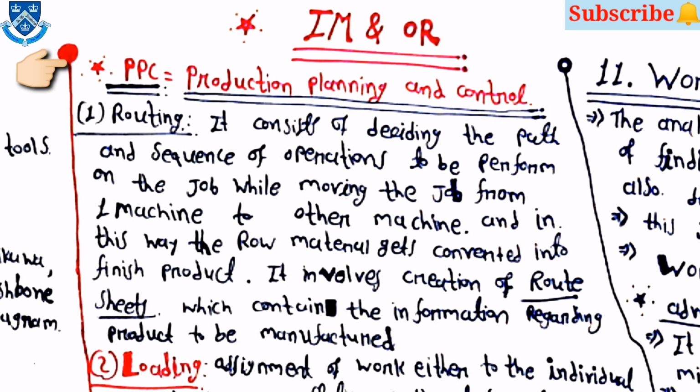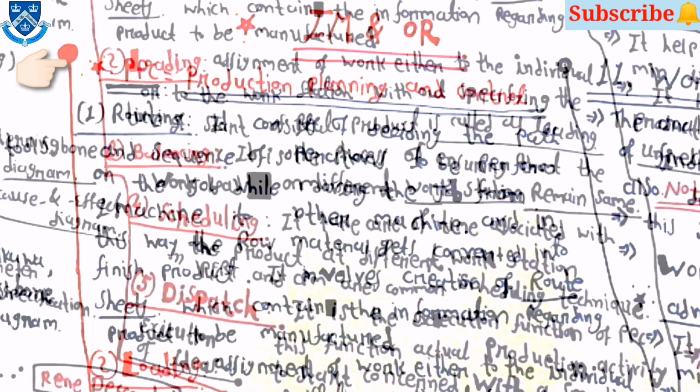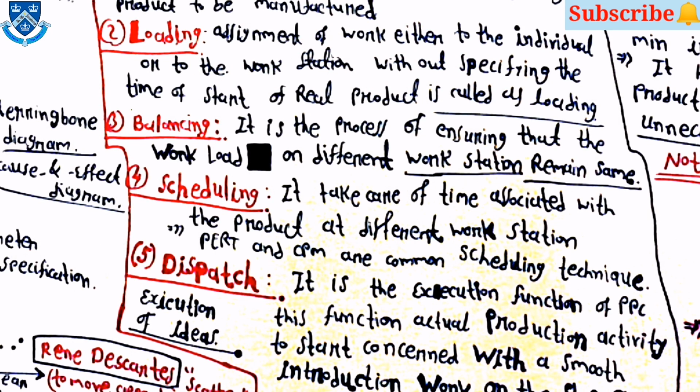Now the next topic is PPC, which means production planning and control. Here the first one is routing for the loading. It is the assignment of the work either to the individual or to the workstation without specifying the time of start of real product, and this is called the loading.